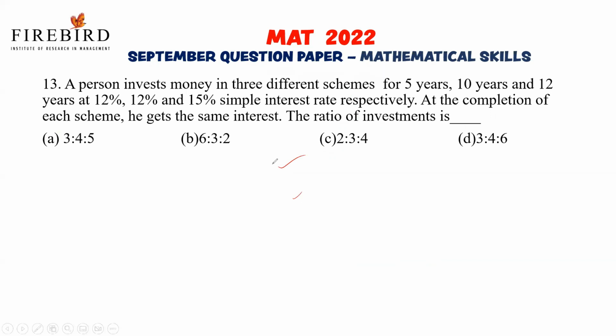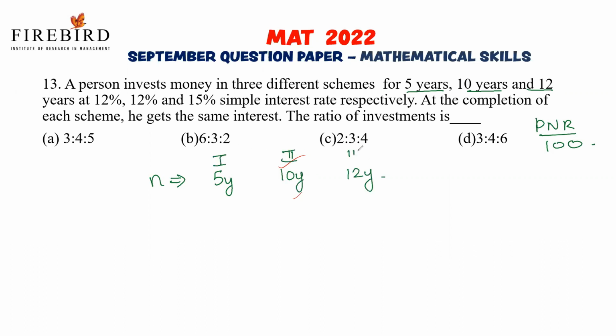Next. A person invests money in 3 different schemes, for 5 years, 10 years, and 12 years. When it comes to investment, simple interest, by the terms itself I'll come to know it is a question based on simple interest. The formula we know is PNR by 100. So the value of N is 5, 10, and 12 years. Let's consider scheme 1, scheme 2, and scheme 3, and the rate of interest on the 3 schemes is 12%, 12%, and 15%.